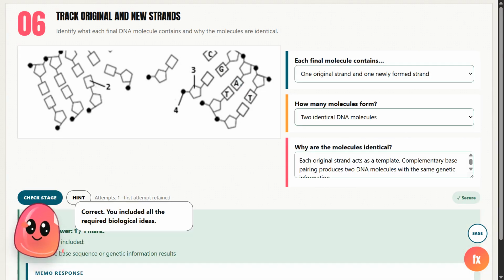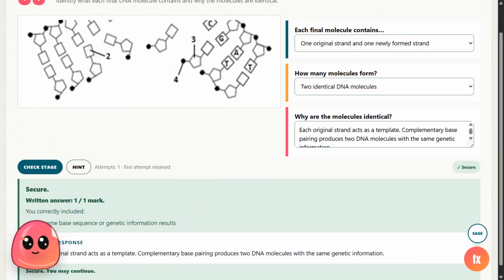The Scratchpad wants the result in words. Each final molecule contains one original strand and one newly formed strand. Two identical DNA molecules form. Why identical? Because each original strand acts as a template, and complementary base pairing produces two DNA molecules with the same genetic information. One old, one new, and the sequence is preserved.